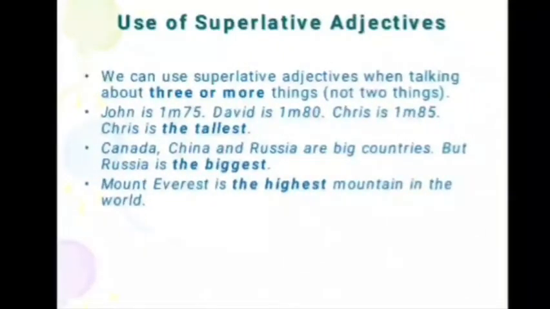We can use the superlative adjectives when talking about three or more things, not two things. John is 1 meter 75. David is 1 meter 80. Chris is 1 meter 85. Chris is the tallest, so we have three here. Canada, China and Russia are big countries, but Russia is the biggest. Mount Everest is the highest mountain in the world.